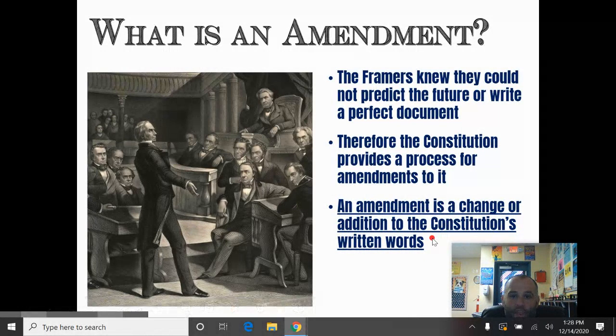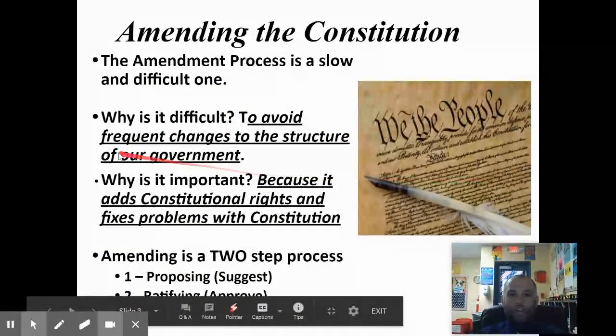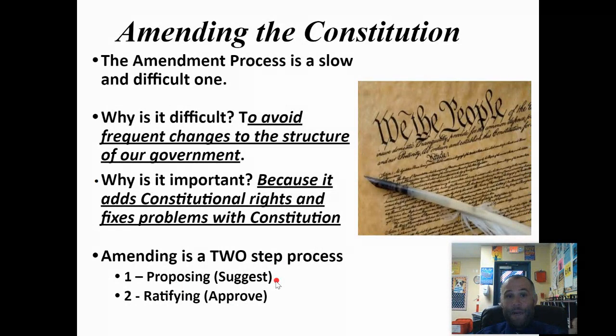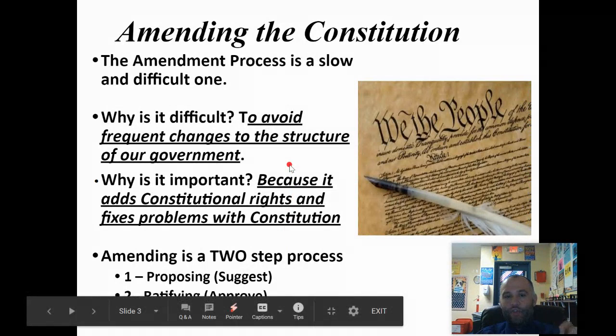So far we've had 27 constitutional amendments. To amend the Constitution is a two-step process. First, it needs to be proposed, and there are two ways to do that. And then it has to be ratified, and there are two ways to do that. In 240 years, we've only added 27 constitutional amendments. So the process is slow and difficult.